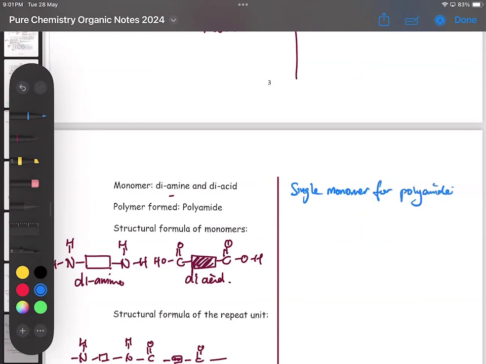So as the same strategy goes, your monomer should be the one with one amine on the side, one acid group on the side. In fact, not important, for bio only. This thing is actually your amino acid. Your amino on one side, acid on the other side.